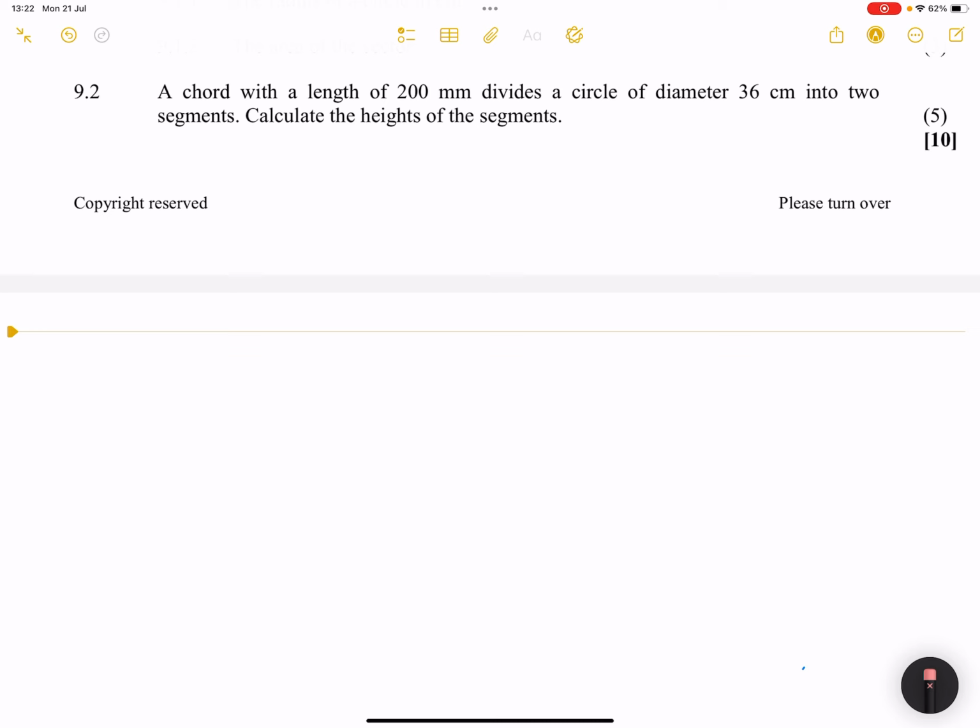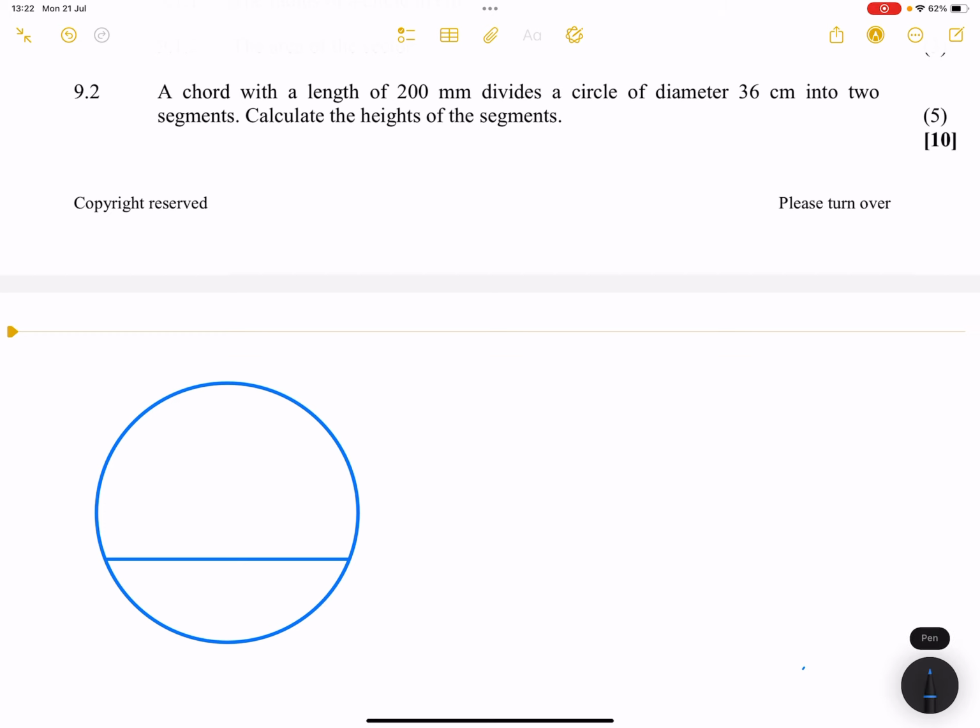So they say to us we've got a chord with a length of 200 millimeters. So I'm going to draw the circle. Okay, so they say we've got a chord. So there's our chord over there, and they say the length of that chord is 200 millimeters. Okay, so there it is there. And they say it divides a circle with a diameter of 36 centimeters into two segments. Calculate the heights of the segments.